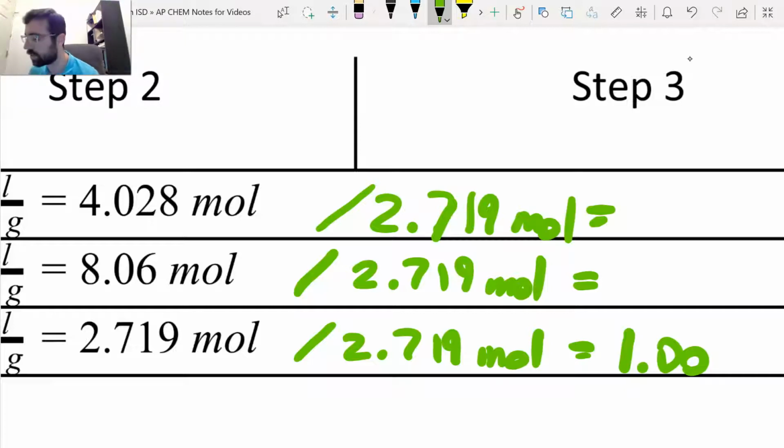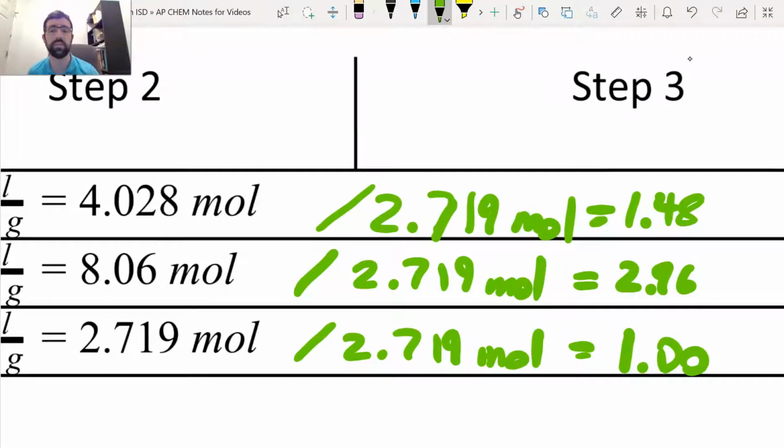That gives us 2.96, which is about 3. And if we do 4.028 divided by 2.719, we end up with 1.48.